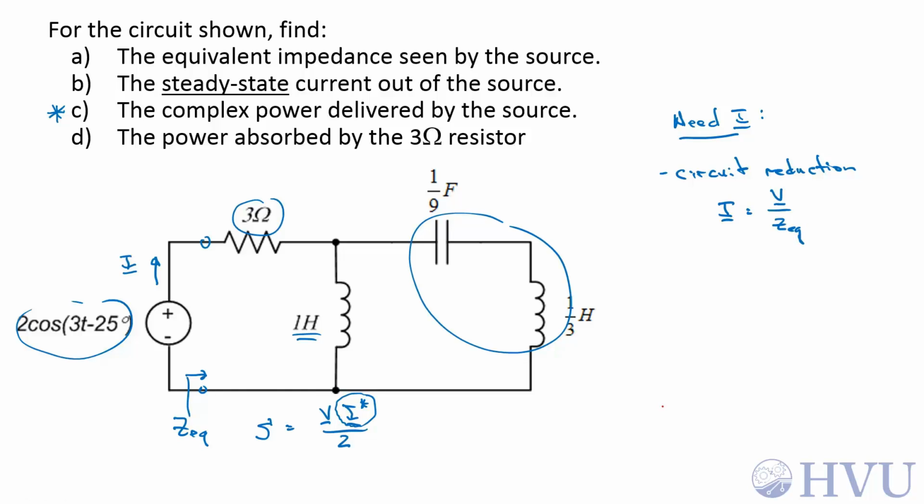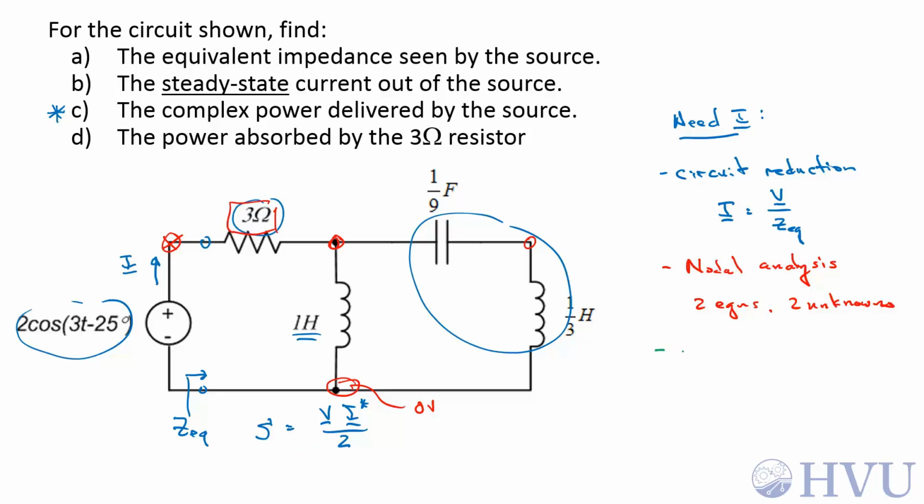Other possible approaches for how I might be able to find this would be nodal analysis. If I use that approach, I could choose a reference node down here, then this and this would be independent nodes, this would be a dependent node. That would give me 2 equations and 2 unknowns. And then the current I would be this voltage minus this voltage over this 3 ohm resistance.